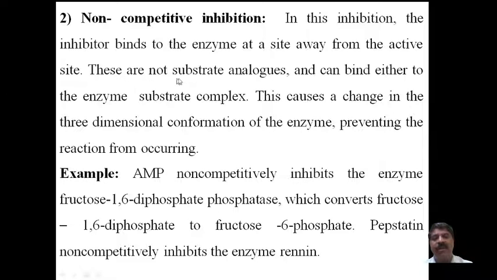Okay. Therefore, these are not substrate analogs. They are not structurally related to the substrate molecule, and can bind either to the enzyme or the enzyme substrate complex. When the substrate molecule first combines with the enzyme molecule at the active centers, it first forms a complex. Then the inhibitor combines with that complex, and therefore the decomposition rate decreases, and the rate of the reaction ultimately decreases. This causes a change in the three-dimensional conformation of the enzyme, preventing the reaction from occurring.